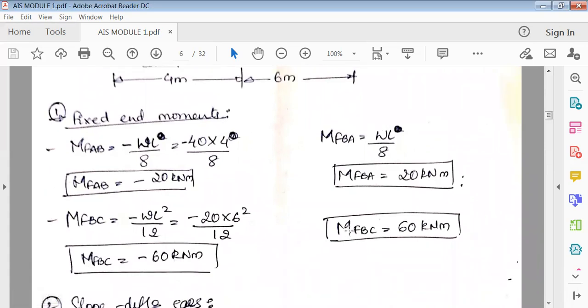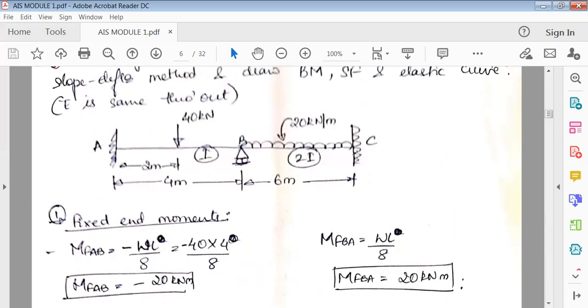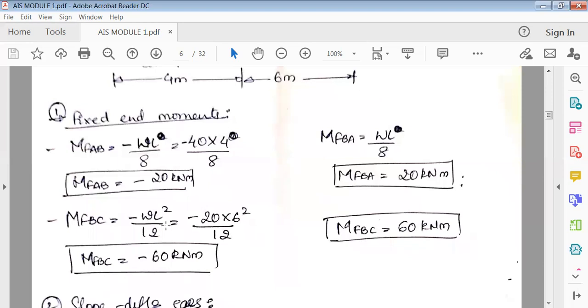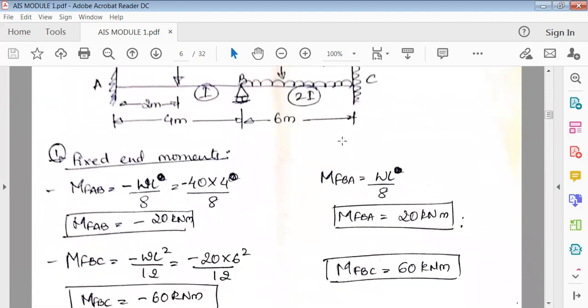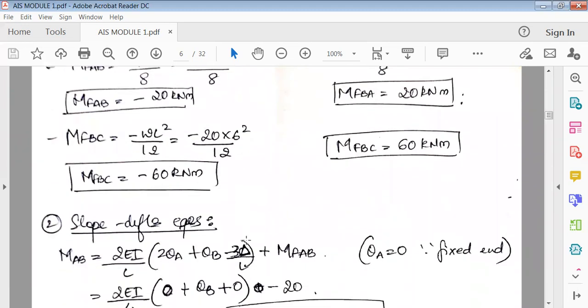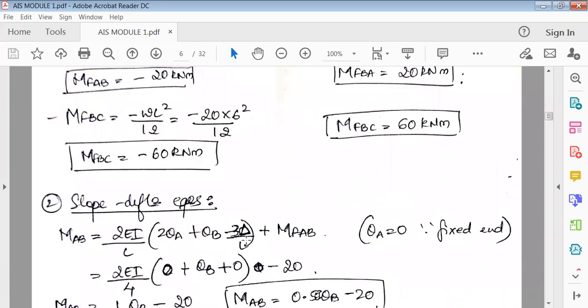Similarly, here also MFCB now. I've written MFBC here, but this is MFCB. So B to C is minus 60, and C to B is plus 60. The next step is writing the slope deflection equation. The slope deflection equation is given by, as usual, we'll start from MAB, then BA. Similarly, in the next span, MBC, then CB.